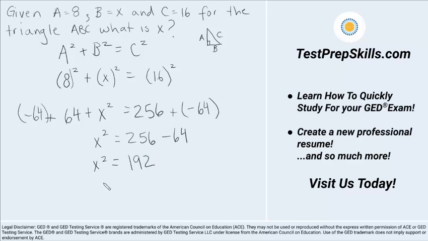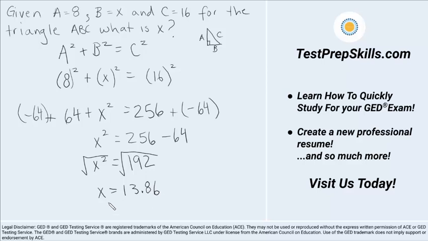Now, we're not quite done yet, right? We were looking for x, not x squared. So in order to get x, we need to take the square root. Once again, we need to do that to both sides of our equation. If we don't, we've changed the question we're dealing with. We solved a different problem. That's not what we want to do. So the square root of x squared is simply x, and that's going to be equal to the square root of 192, which is 13.86.